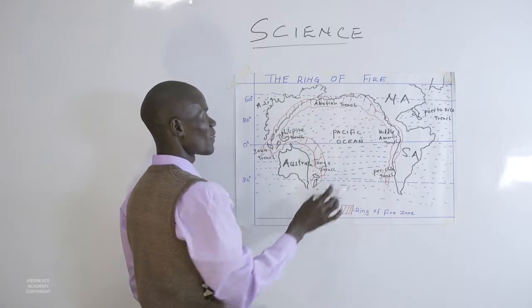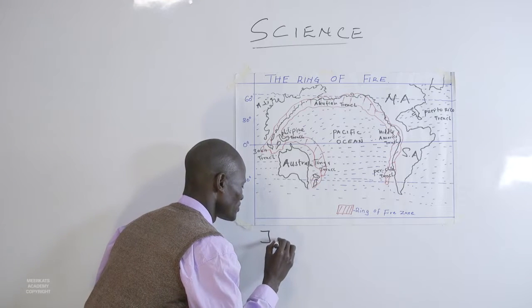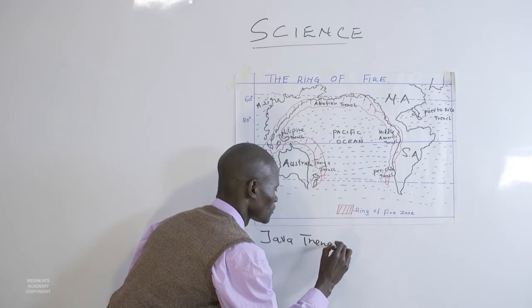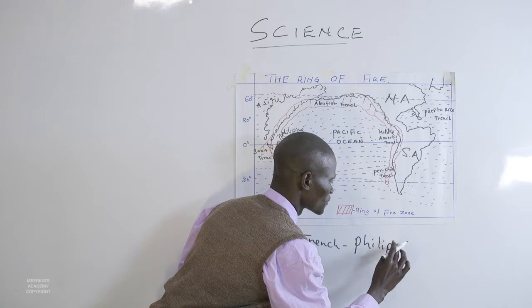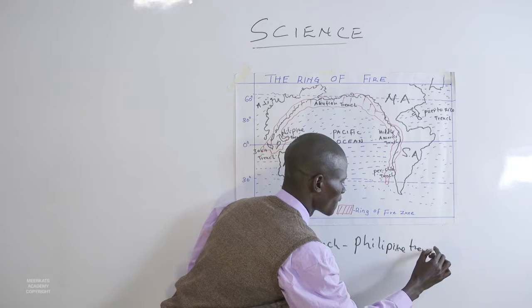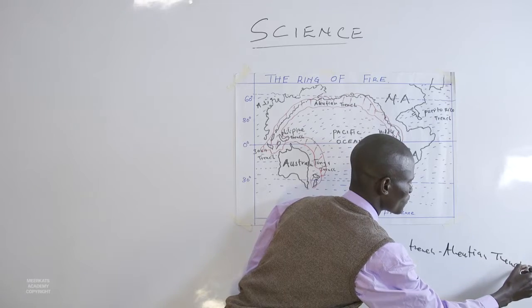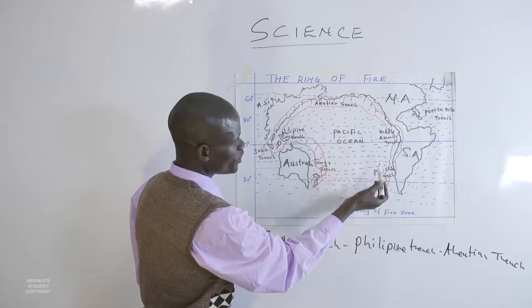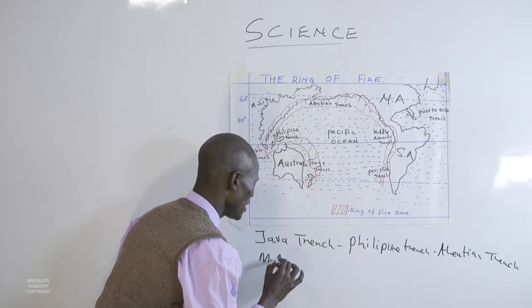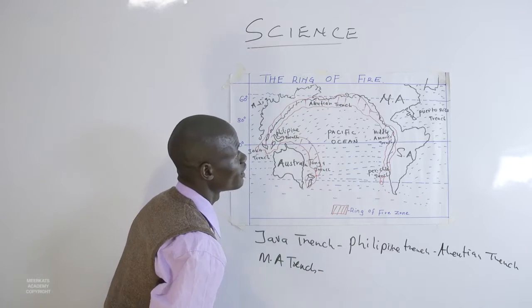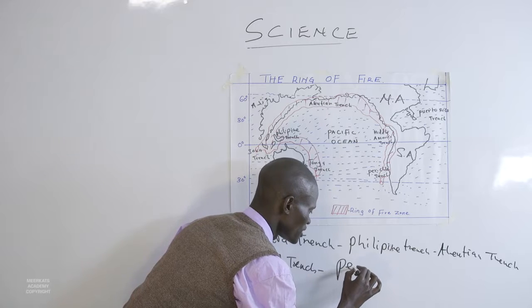Where are we centering? Various trenches are found. Just to mention, remember we had mentioned the Java Trench. We had also mentioned the Philippine Trench. We had also mentioned the Aleutian Trench. We can also come across what we call the Middle American Trench. And then on the opposite side of the Pacific Ocean, we can also have the Puerto Rico, the Peru and the Chile Trench.